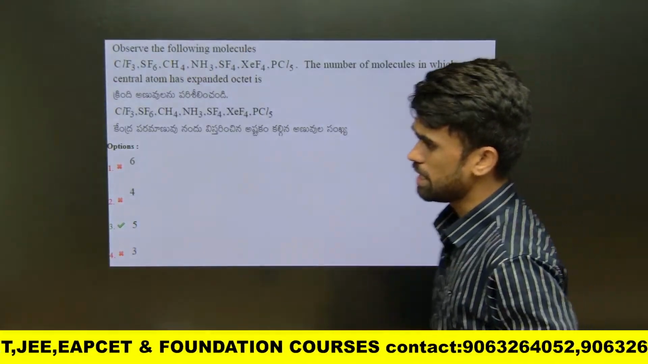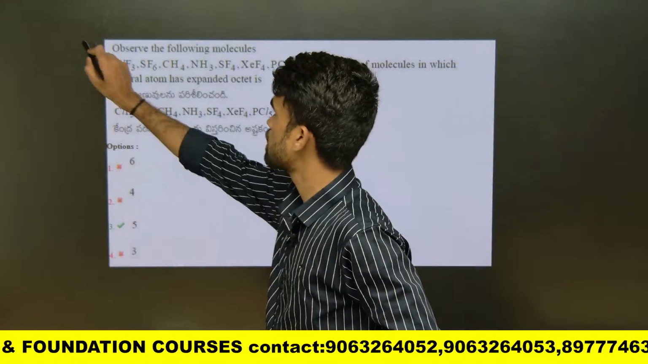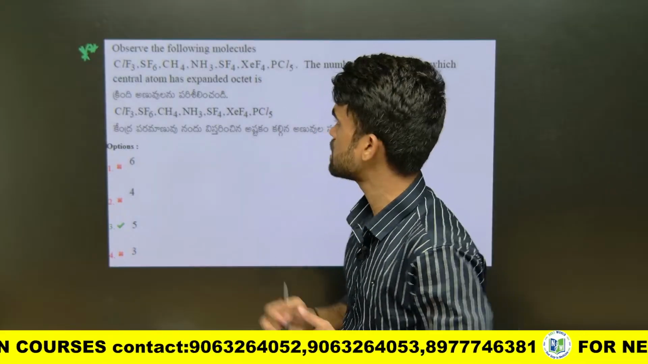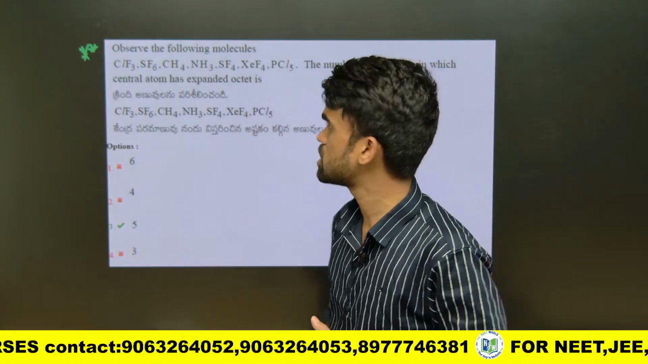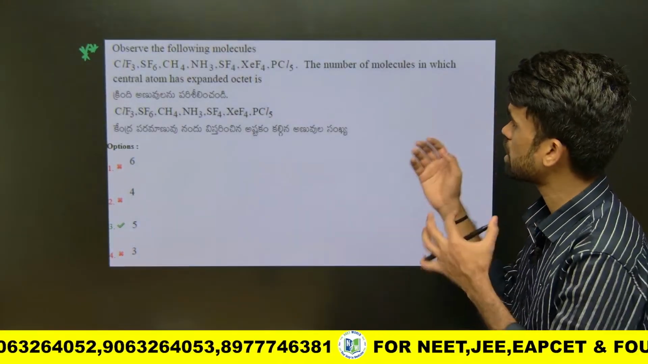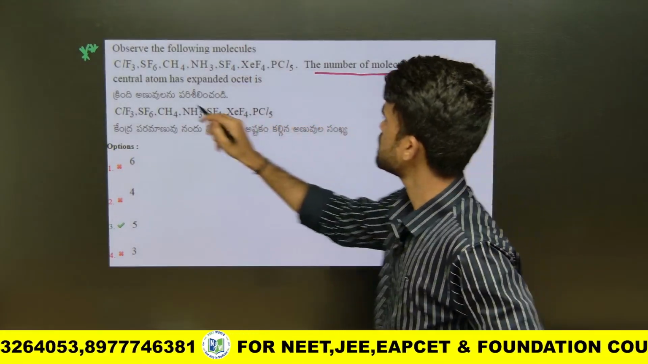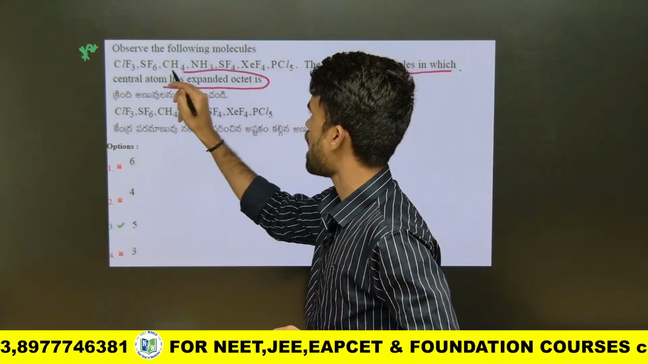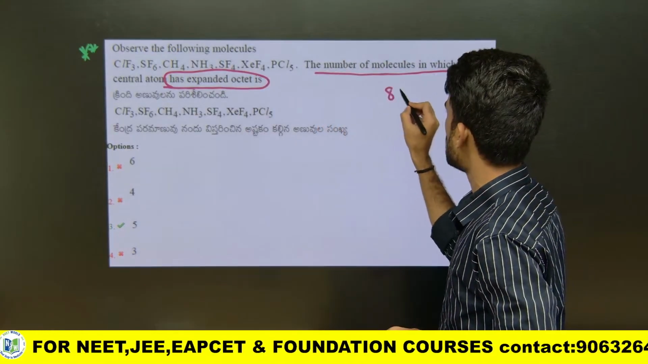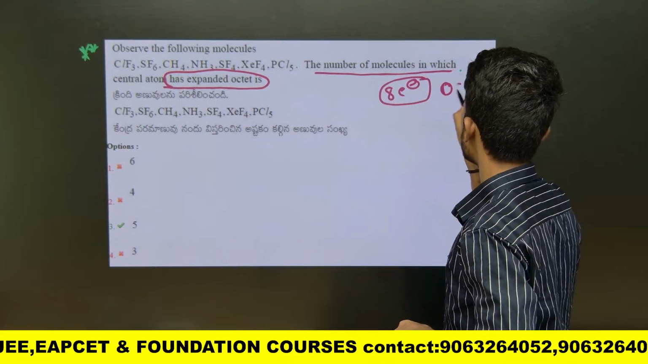Yeah, so guys, here we have a question from chemical bonding. About this particular topic I have explained clearly in my class discussion of chemical bonding, valence shell electron pair repulsion theory, as well as the octet rule. Based on that you can easily solve this. They are asking about the number of molecules in which the central atom has an expanded octet. So what is meant by octet first? If it contains 8 electrons, you can say it is an octet configuration, right?